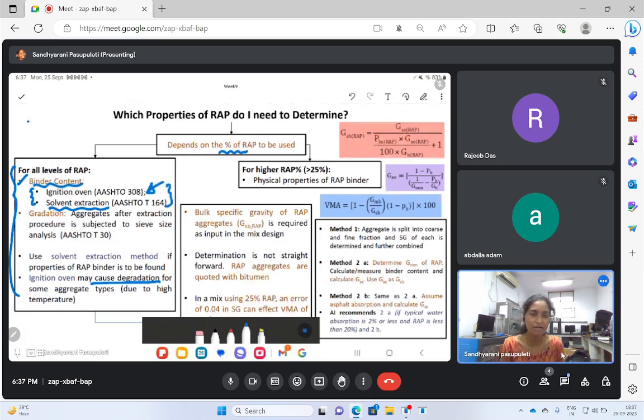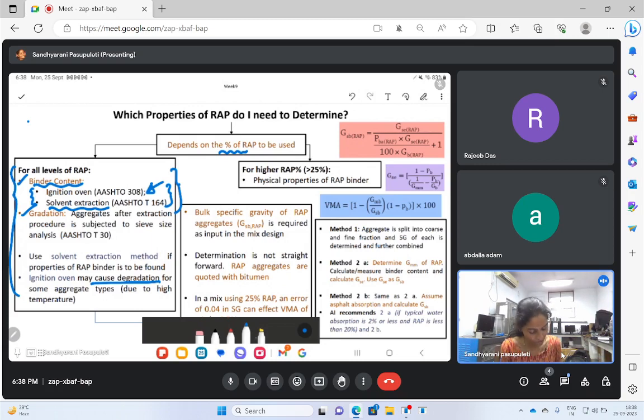Once that is done, the aggregates that remain are not all of the same size. They might have different sizes, so we have to perform the sieve analysis. That means in the given amount of aggregate, what is the percentage of each size of aggregates. So we will be doing that gradation. These are the two basic mandatory things that need to be performed irrespective of the RAP percentage that we are going to use.